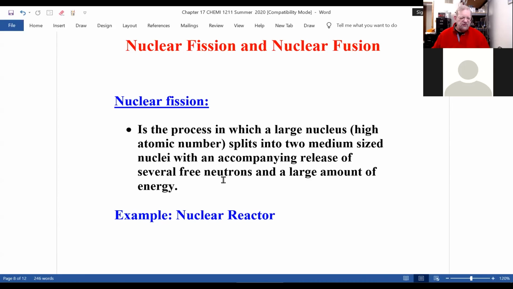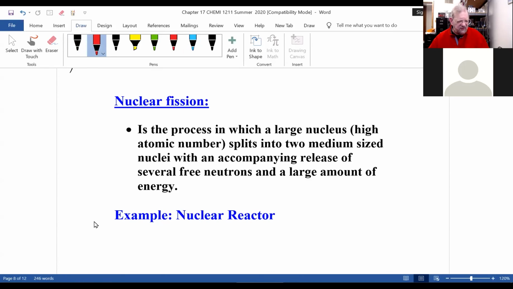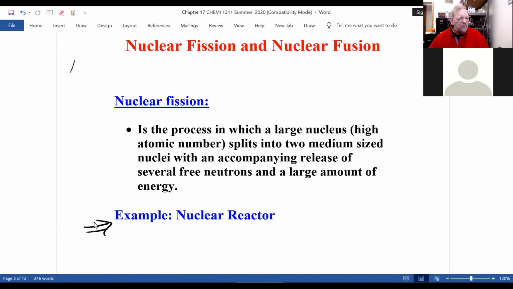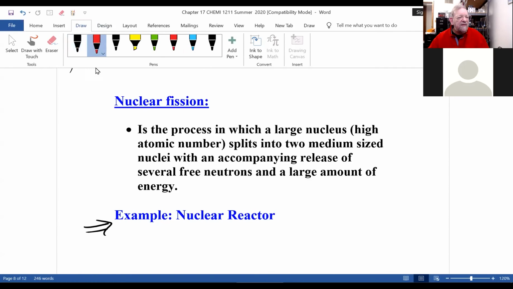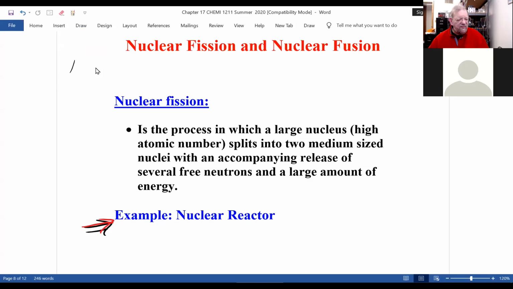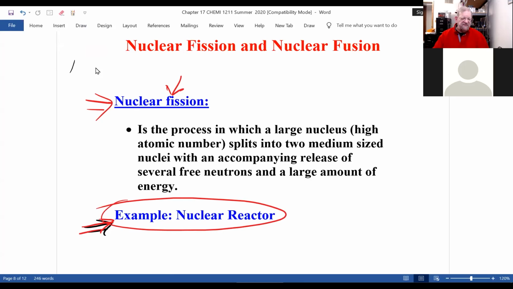Now, you should know an example. Where do we use nuclear fission? In a nuclear reactor. So when we're making energy with nuclear fission, the letter I gives it away, and I'll explain how you can tell the other one from this one in a little while. You should know what's an example of nuclear fission. Again, this won't be on test 4, but it can be on the final.